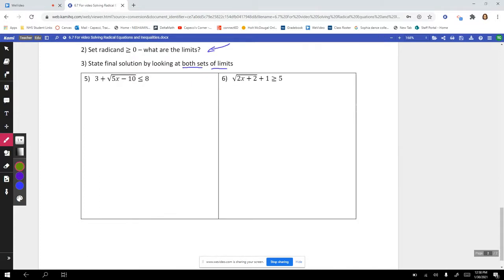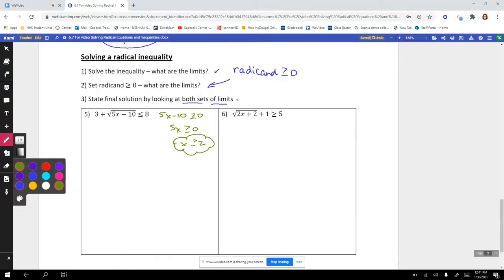Okay, let's take a look at our first problem. And just so we don't forget, I'm going to take that radicand and make it greater than or equal to 0. So if 5x - 10 is greater than or equal to 0, x is greater than or equal to 2, and that is my first limit that I have to look at. So now let's solve it and let's see what else happens. Similar to what we did with equations, we have to isolate. So I'm going to bring that 3 to the other side, and I have the square root of 5x - 10 is less than or equal to 5.